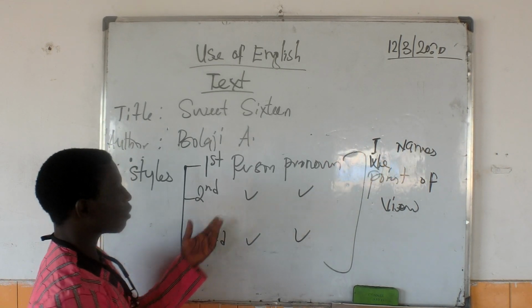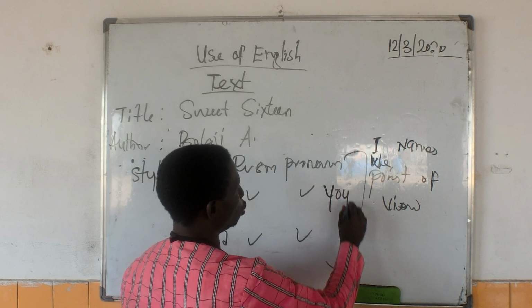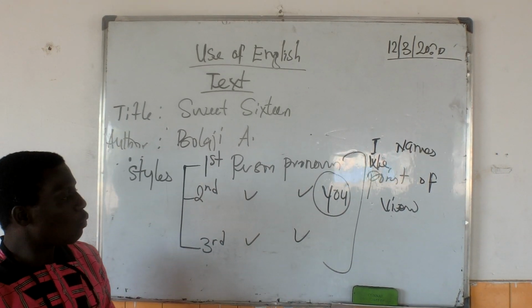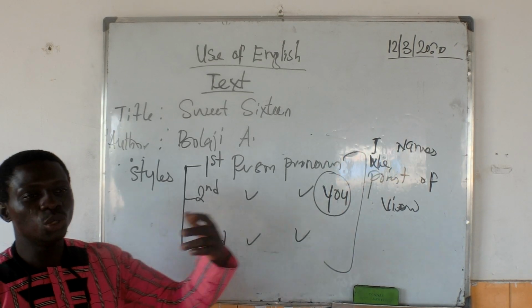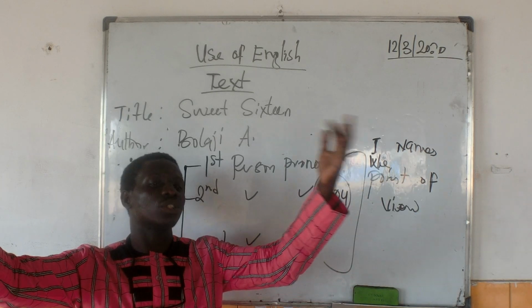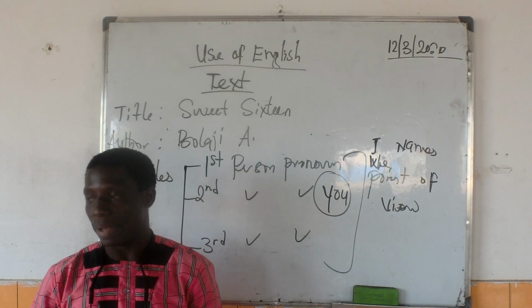Then we'll talk of second person pronoun. Second person pronoun is defined by you. That is the situation where the writer uses the word you to tell us the story or an account. It's what we call second person pronoun.